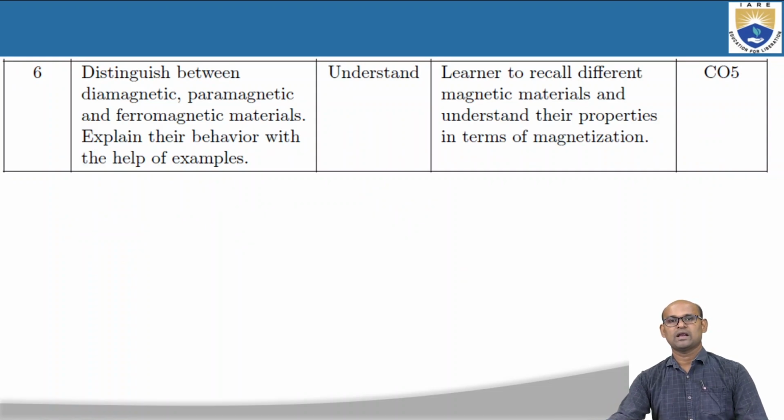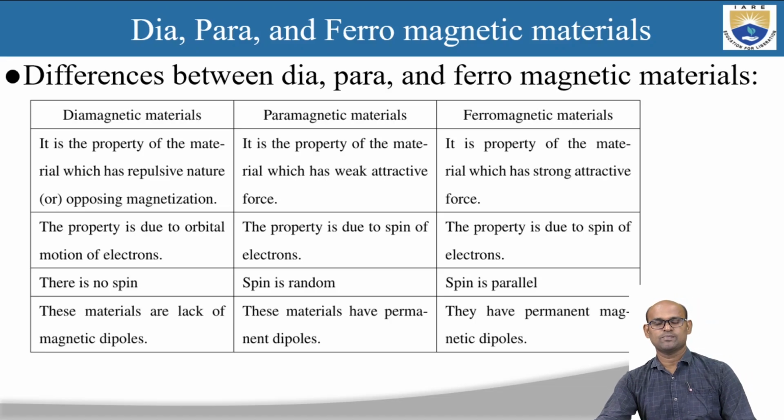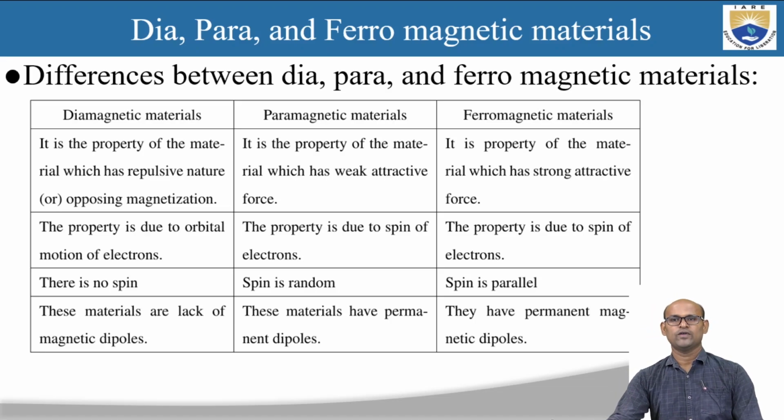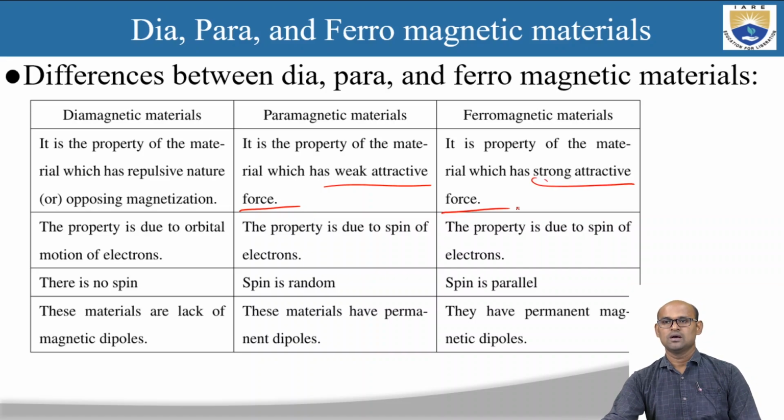Discuss the differences between diamagnetic, paramagnetic, and ferromagnetic materials. Explain their behavior with the help of examples. Diamagnetic materials repel the applied magnetic field. That is the property. Paramagnetic materials have a weak attractive force to the applied magnetic field, whereas ferromagnetic materials have a very strong attractive force to the applied magnetic field.